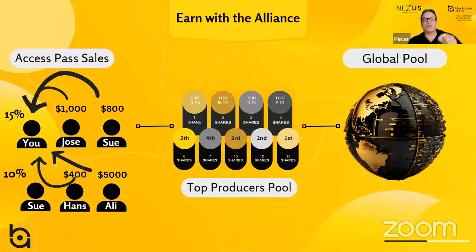But here's the great part. You get, because you recommended Sue, she became your affiliate. You get $500 on Ollie's purchase, and you get $40 on Hans's purchase. And again, it's free to be an affiliate right now, and it doesn't cost you. You don't have to buy an access pass to enter into the affiliate program.